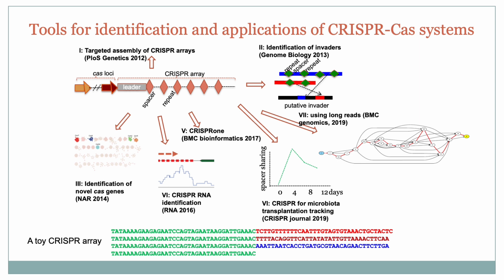Nevertheless, we have developed some computational tools for the assembly and characterization of CRISPR arrays from short metagenomic sequences. Once CRISPR arrays are characterized, we can extract spacers from the arrays and use those spacers to identify potential invaders, and from there we can study the interactions between invaders and the bacteria.